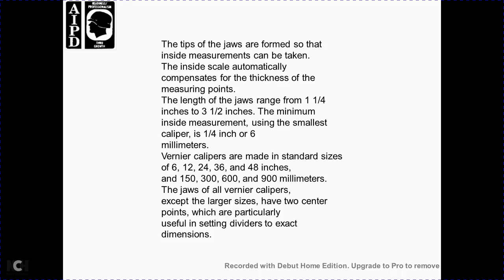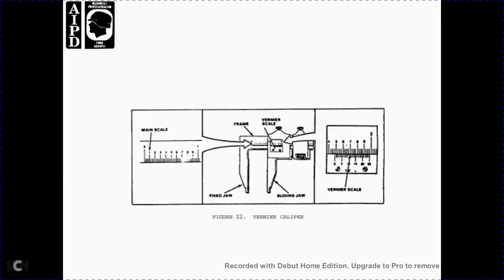Vernier calipers are made in standard sizes of 6, 12, 24, 36, and 48 inches, and 150, 300, 600, and 900 millimeters. The jaws of vernier calipers, except for the large sizes, have two center points, which are useful for setting dividers to exact dimensions. Figure 20 shows the vernier caliper with the main scale, the fixed jaw at the middle of the frame, the sliding jaw, and the vernier scale on the right.